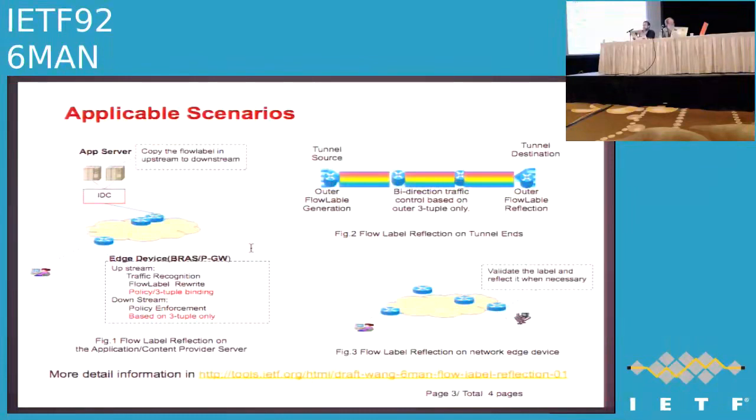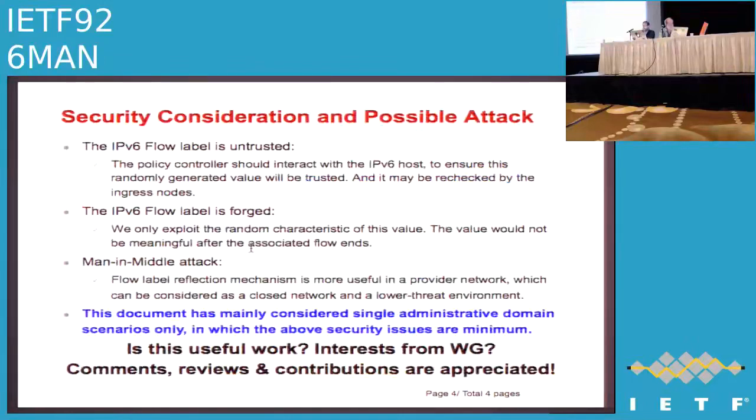Next page. Yeah, we know the IPv6 flow label is untrusted. It may be forged, or it may also be exploited by a man-in-the-middle attack. But this document currently mainly considers single administrative domain scenarios only. So in such a domain, the flow label should be secure enough to be used for the reflection mechanism. So that's my presentation. And I would like to have more discussion on the mailing list.